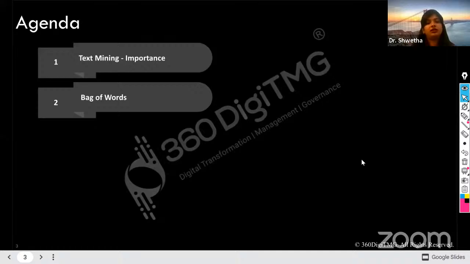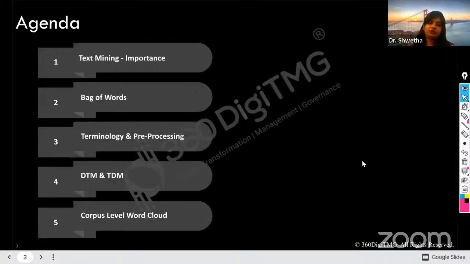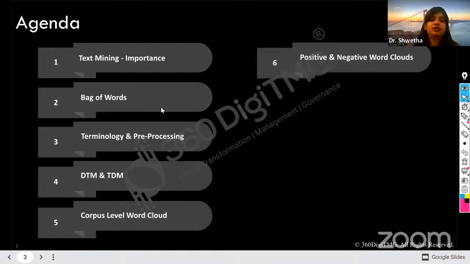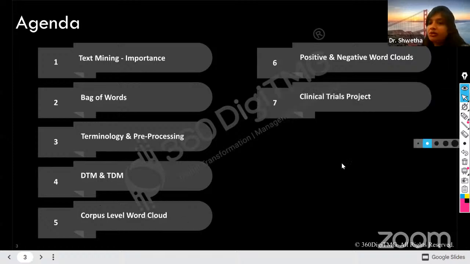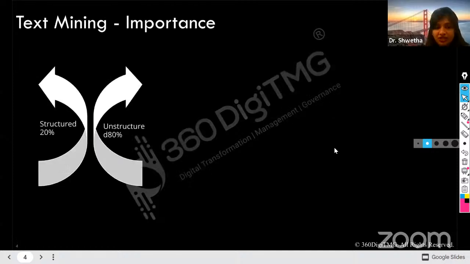Now, the agenda for this would be understanding the importance of text mining, understanding bag of words, terminology and pre-processing, DTM and TDM, corpus level word cloud, positive and negative word clouds, and clinical trial projects.